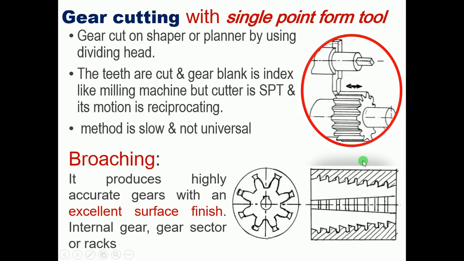Okay. Now gear cutting with single point form tools. Gears are cut on shaper planers by using the dividing head. The teeth are cut and the gear blank is indexed like in milling machines, but the cutter is a single point tool and its motion is reciprocating. The figure shows the single point form tool cutter. These tools reciprocate over the gear blank, and the gear blank is indexed one tooth at a time. Okay. The method is very slow and not universal.